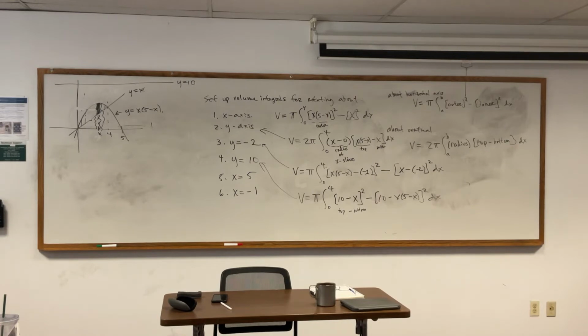So think of it as just the height of this little element. So it's top curve minus bottom curve here. Does that make sense? Okay. Awesome. So, rotating it this way.